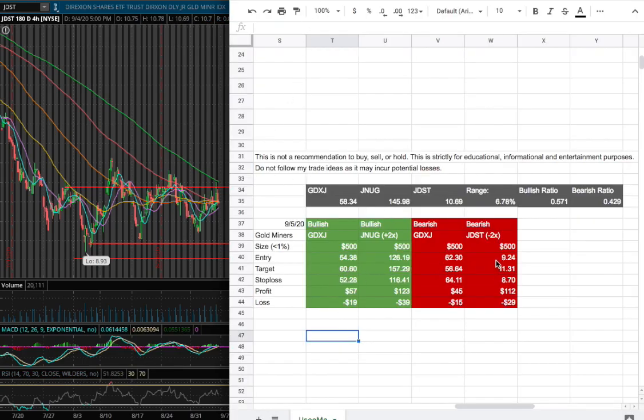My entry will be around $9.24 for JDST. That is around this range, fairly close to where we encounter all-time lows. And my sell target will be $11.31, fairly close to where we encounter the 200 moving average, this green line. And my stop loss will be $8.70, around this range.